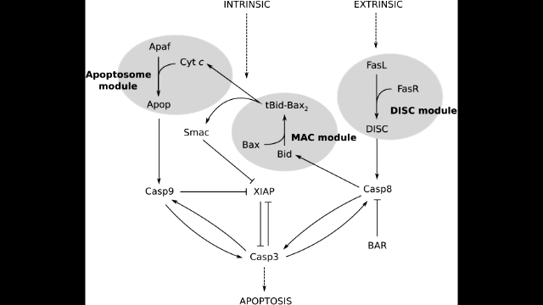Describe the ligand receptor interaction in the extrinsic pathway of apoptosis. In ligand receptor interaction, Fas ligand will bind to FasR, which is CD95, and this leads to activation of the cytosolic caspases, and that results in cellular breakdown.